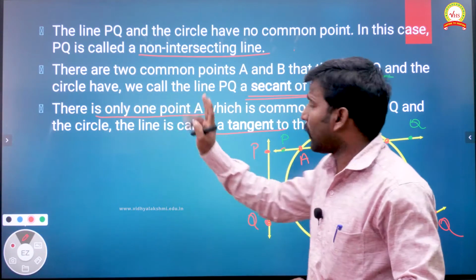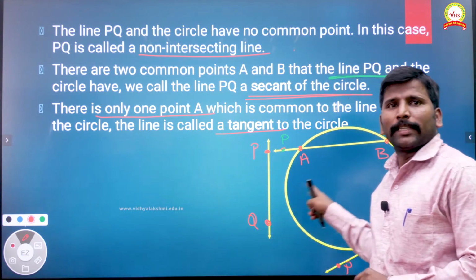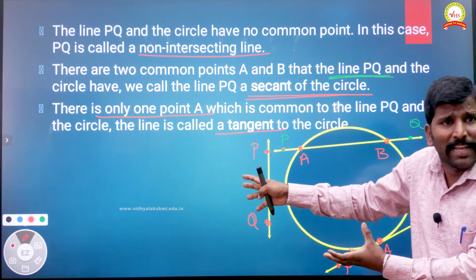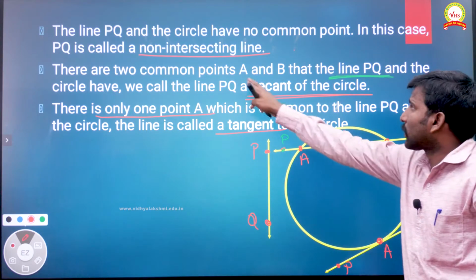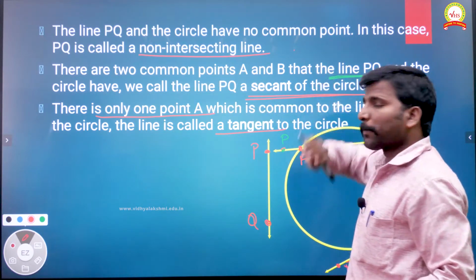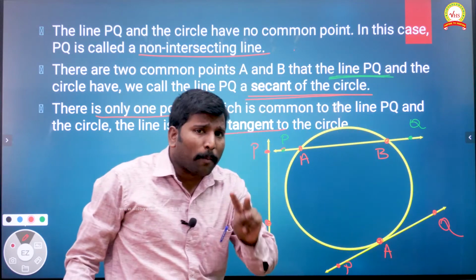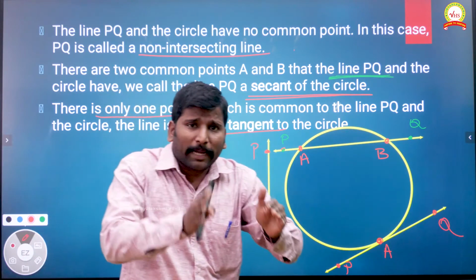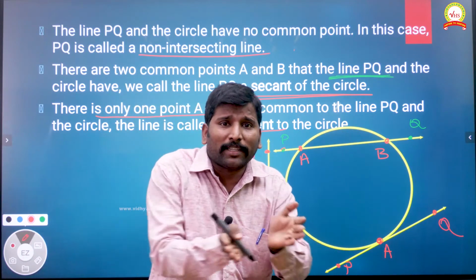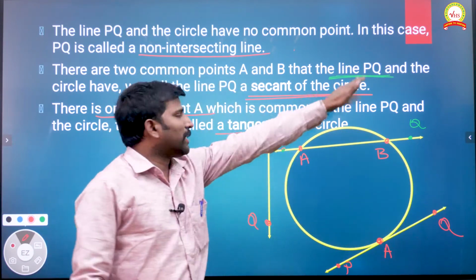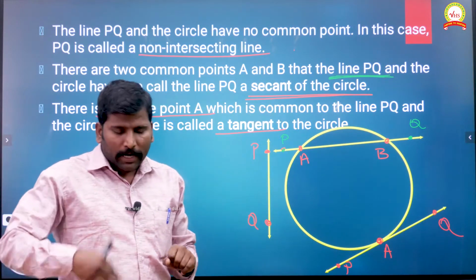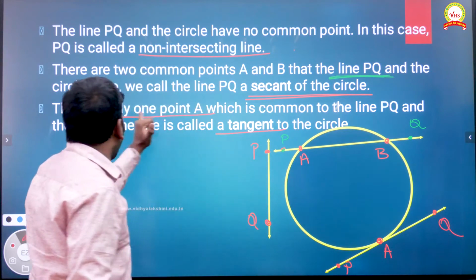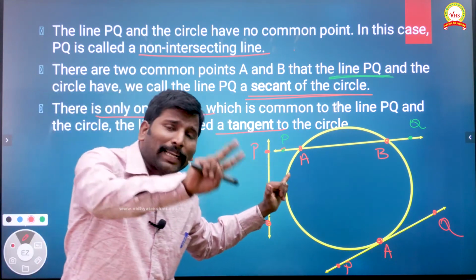First point, see Raja, there is a line PQ and a circle. There is no common point for both line and circle, in the sense that is called a non-intersecting line. Next, we have commonly two points. At the same time, that is not a line segment, that is a line. In the sense, it's a secant of the circle. Next, Raja, we have only one point for both circle and line.